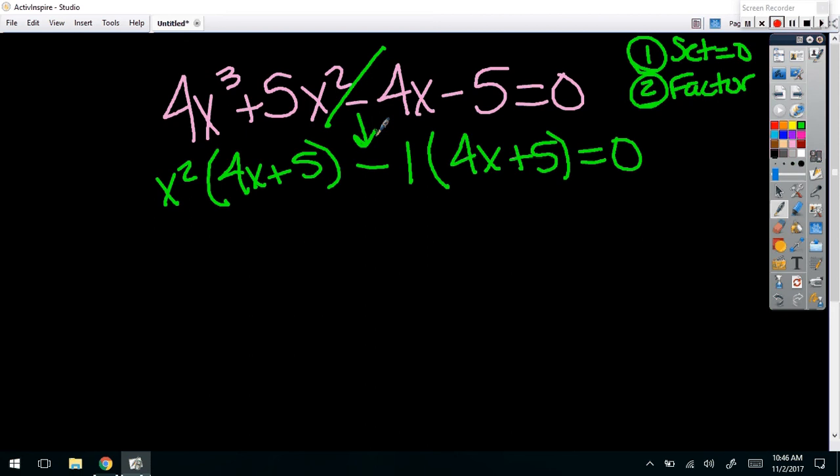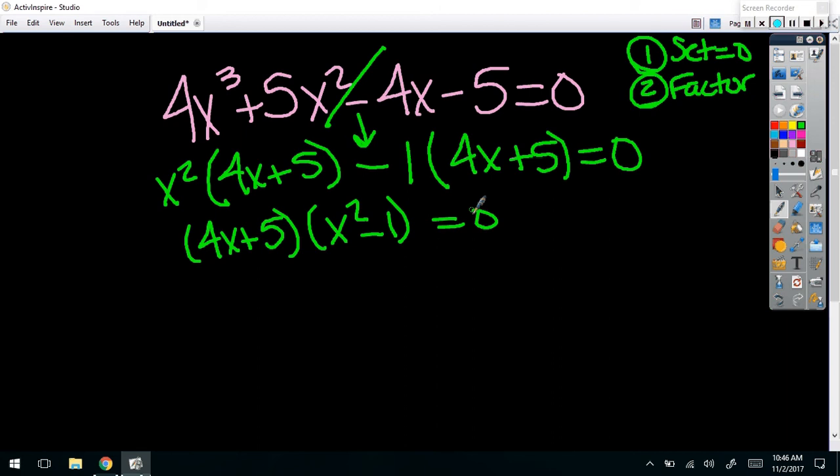If there's nothing to take out, I have to hold the place with a 1. So it's a negative 1, as in a negative GCF. Would it be x squared minus 1, 4x plus 5? 4x plus 5 and x squared minus 1. Now you pull it down and it's x squared minus 1.